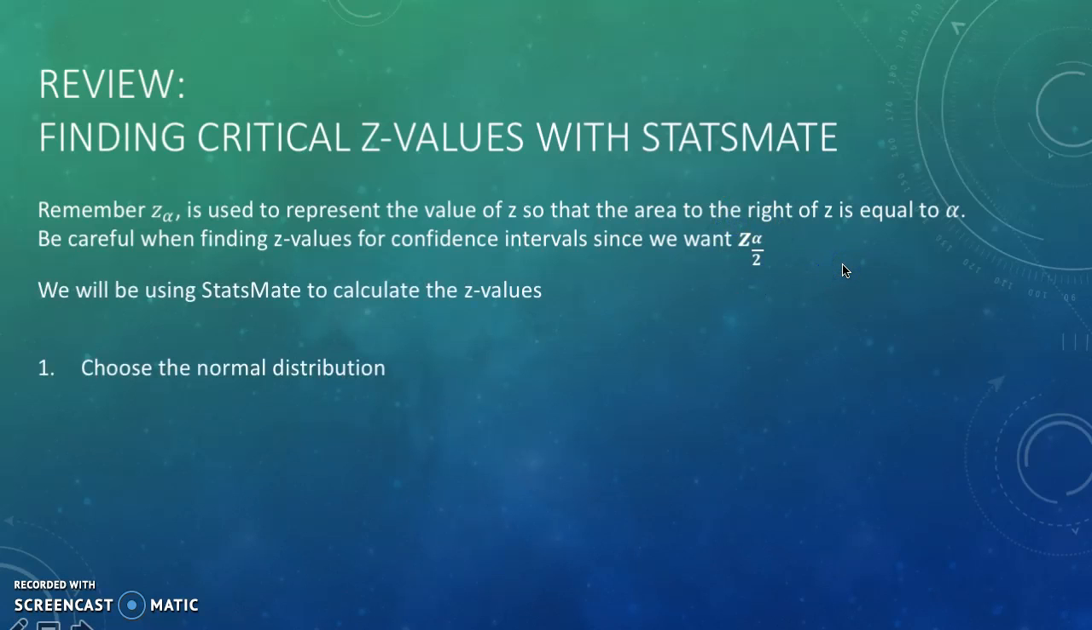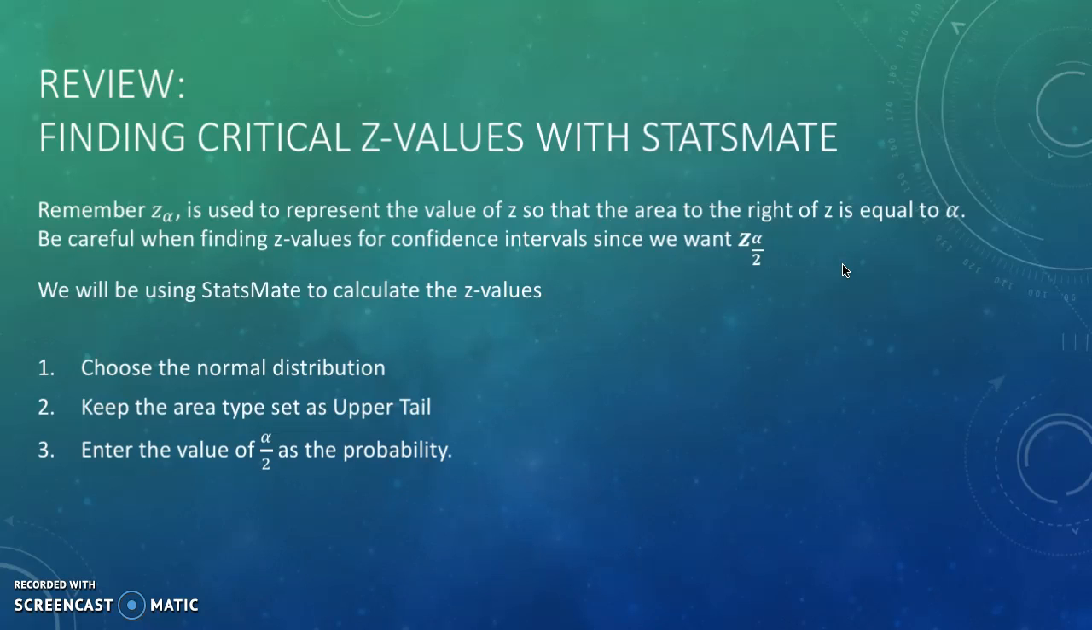And to use StatsMate, you choose the normal distribution. You're going to keep the area type set as upper tail because that's where the critical value is, on the positive side. And you're going to enter the value of alpha over 2 as the probability.